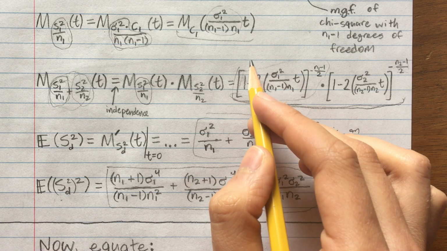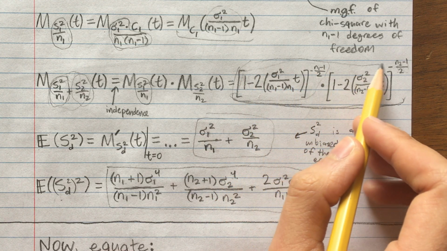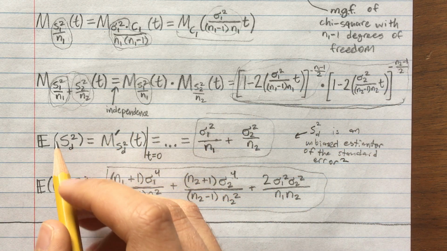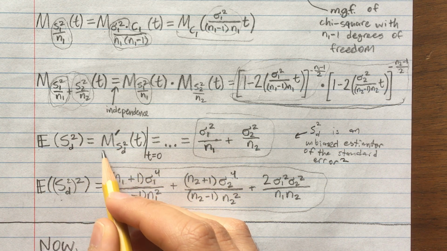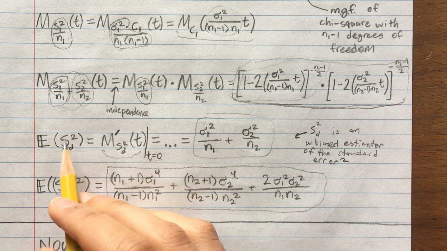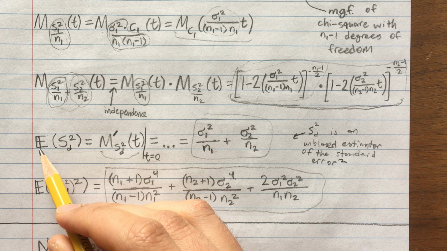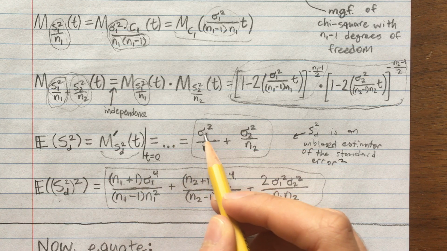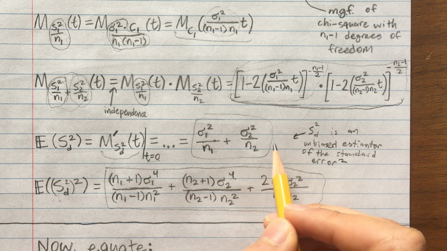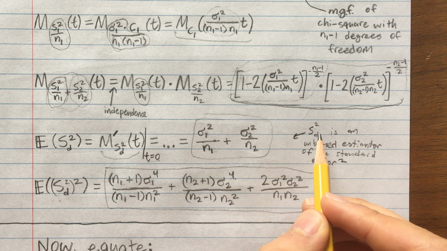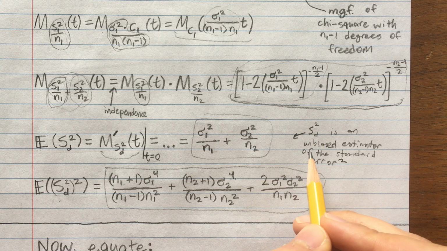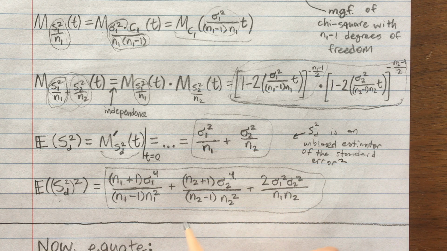And this function here, which is the product of two functions, can be easily differentiated once and evaluated at 0 to get the expected value of SD squared, and it can also be differentiated twice, evaluated at 0 to get the second moment of SD squared. And we find that the expected value of SD squared is sigma 1 squared over n1 plus sigma 2 squared over n2, which makes sense because we want SD squared to be an unbiased estimator of the square of the standard error. Alright, so we also have the second moment of SD squared here.